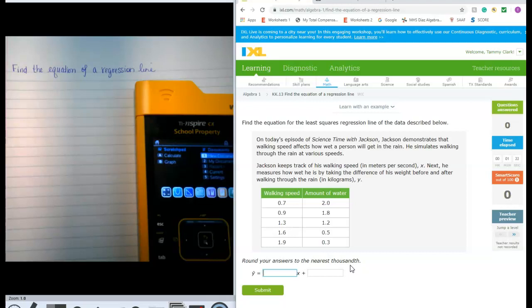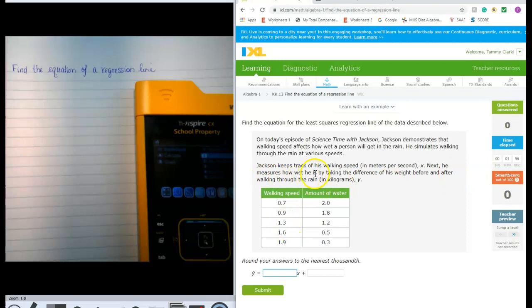So we're asked to find the equation of the least squares regression line of the data described below. On today's episode of Science Time with Jackson, Jackson demonstrates that walking speeds affect how wet a person will get in the rain. Oh, this sounds familiar, right? He simulates walking through the rain at various speeds. Jackson keeps track of his walking speed in meters per second, which is the x, or the independent data, or the input or domain of this function.